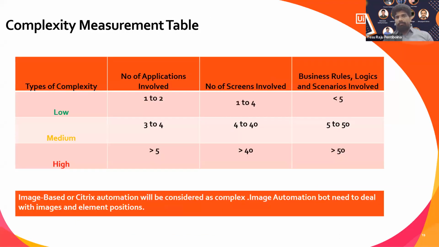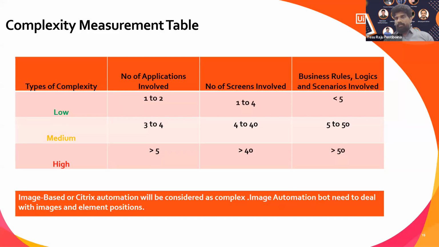And coming to complexity measurement, how will you measure the complexity of an automation? We have three types of complexity. As I already said, it will be better to pick a low complexity automation. So low, medium, and high. In the low, if the number of applications involved is 1 to 2, that will be considered low. If it is 3 to 4 or greater than 5, it will be high. In between, we call it medium.